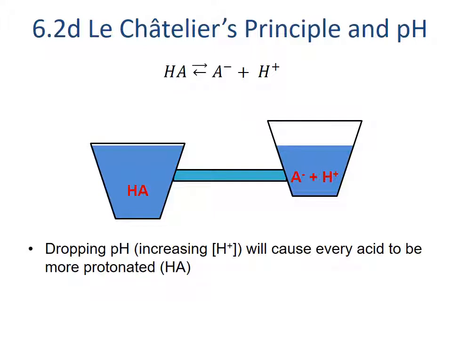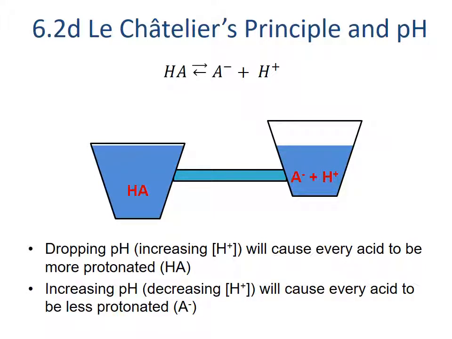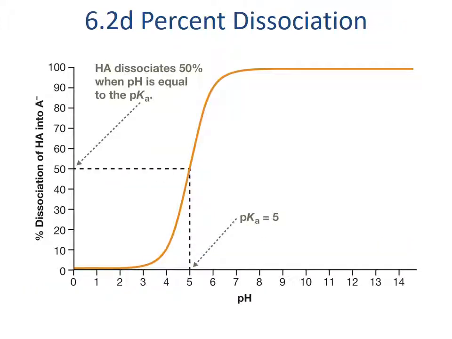Conversely, if we increase the pH, the same as decreasing the concentration of H+, we will have every acid protonated less of the time. Percent dissociation gives a quantitative way to look at this. When we're close to the equilibrium, any increase in pH drastically increases the amount of acid that is deprotonated, and decreases in pH will result in much lower amounts of dissociation.